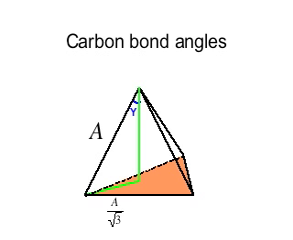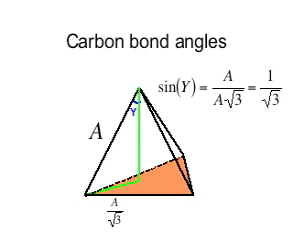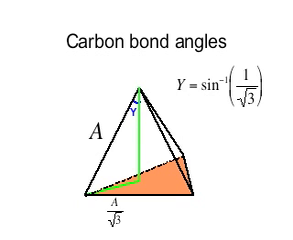Now we try to find y just in terms of A. Well, the sine of y is the opposite over the hypotenuse. So in this case, the opposite is A over the square root of 3. The hypotenuse is A. So the sine of y is just A over A root 3, or 1 over the square root of 3. Which means we know y. Y must be the inverse sine of 1 over the square root of 3, or the arc sine of 1 over the square root of 3.